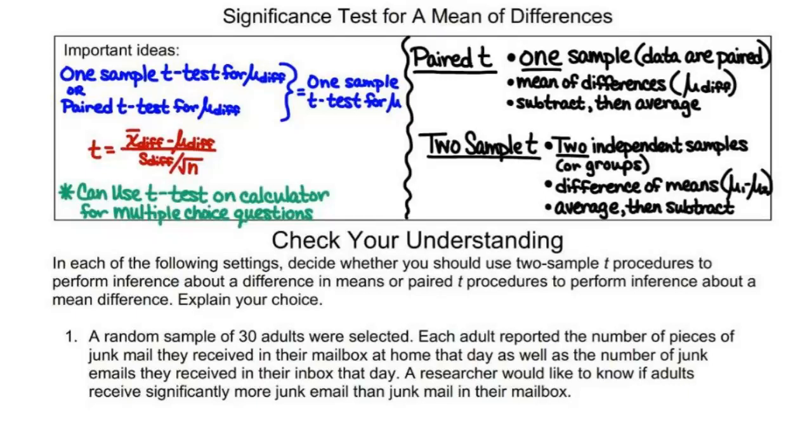I want you guys to look at the three scenarios that are being described in the Check Your Understanding. I want you to decide whether you're going to use a two sample t procedure or a paired t procedure. So is this mu1 minus mu2, or is this a mu diff situation? And I want you to be able to explain why you have made that choice. Let's do 6 minutes. You have 2 minutes for each question on there, and then we will go through those.